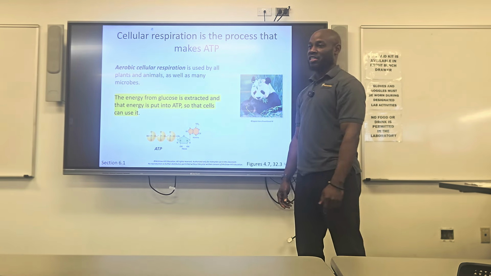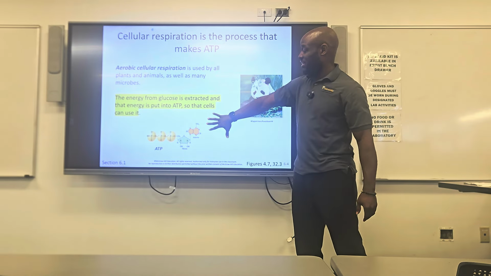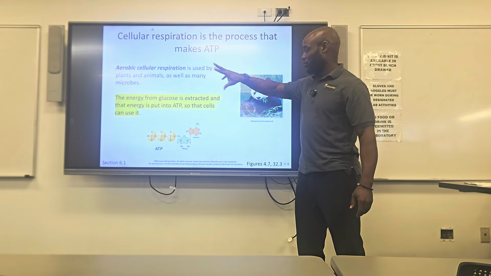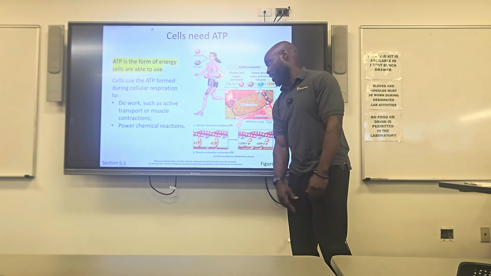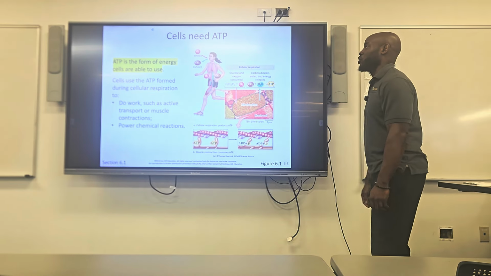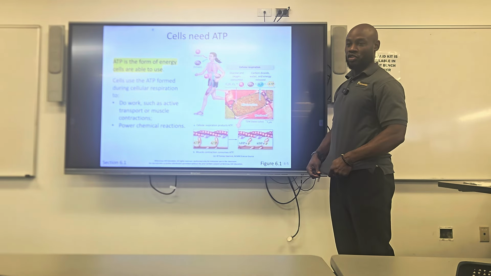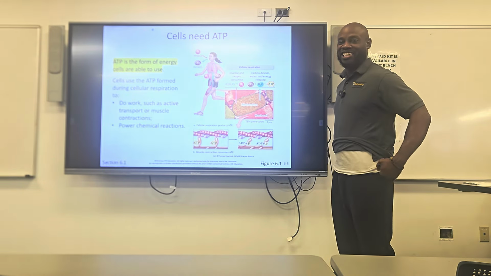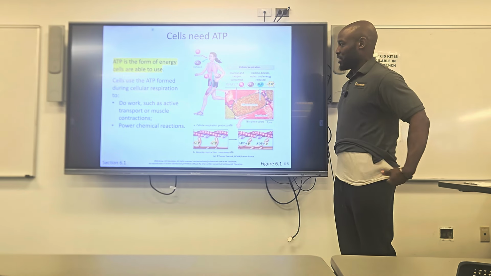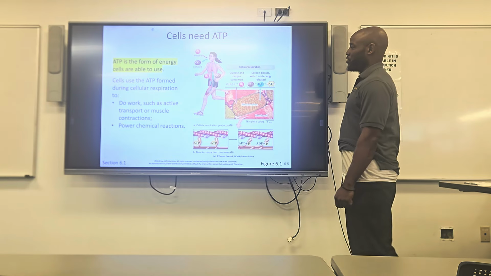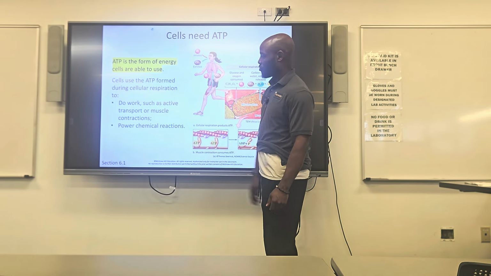Right? Plants and animals both want to make ATP as an energy source to power the reactions in the body. So cells need ATP. ATP is a form of energy the cells are able to use. Think of it as the gasoline of the cell, ATP, right? Adenosine triphosphate.